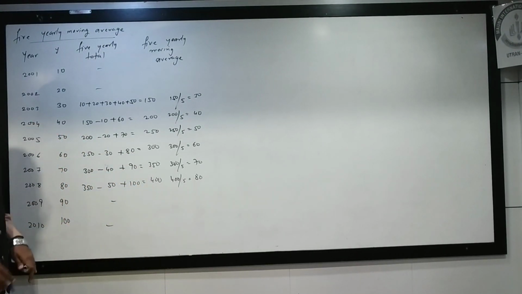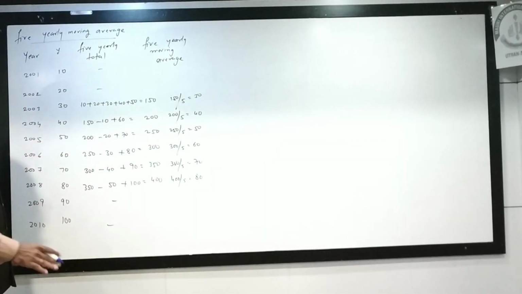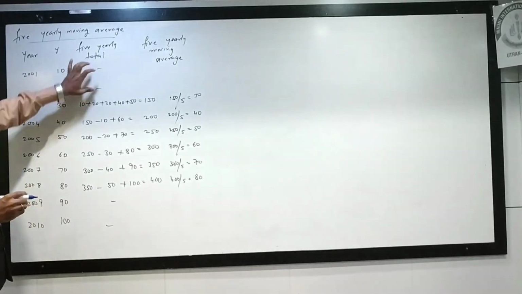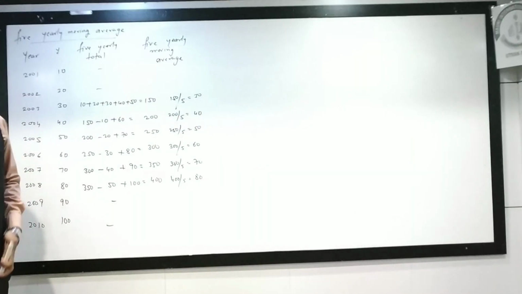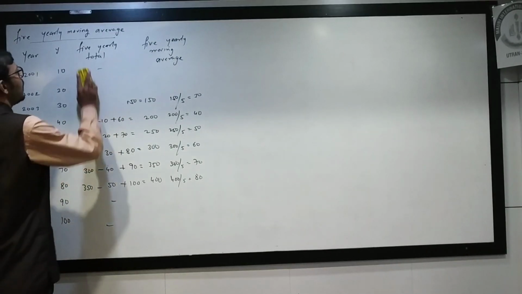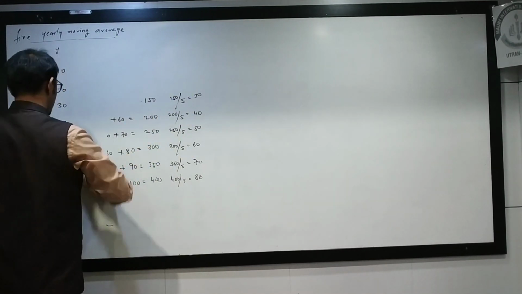This process will continue as long as years are given. Keep on continuing the process. At the first and at the last, you will not have any answers. So this is my 5 yearly moving average. Then coming to my 4 yearly moving average.